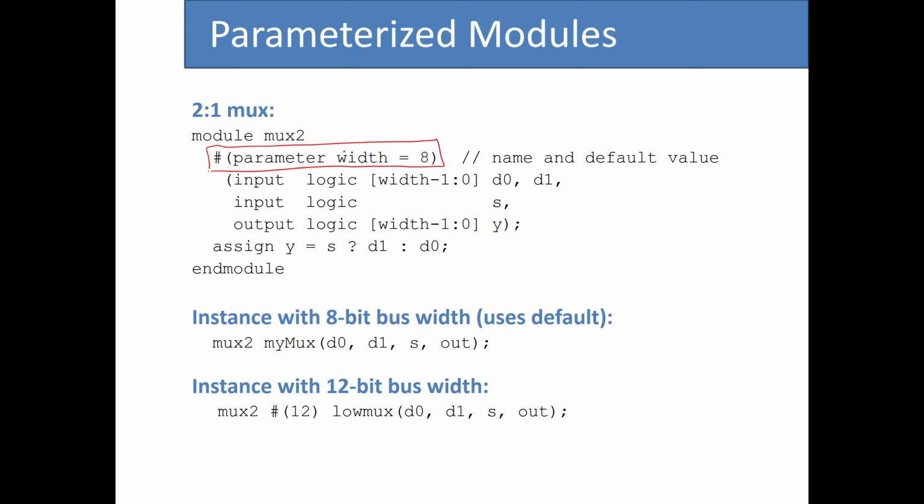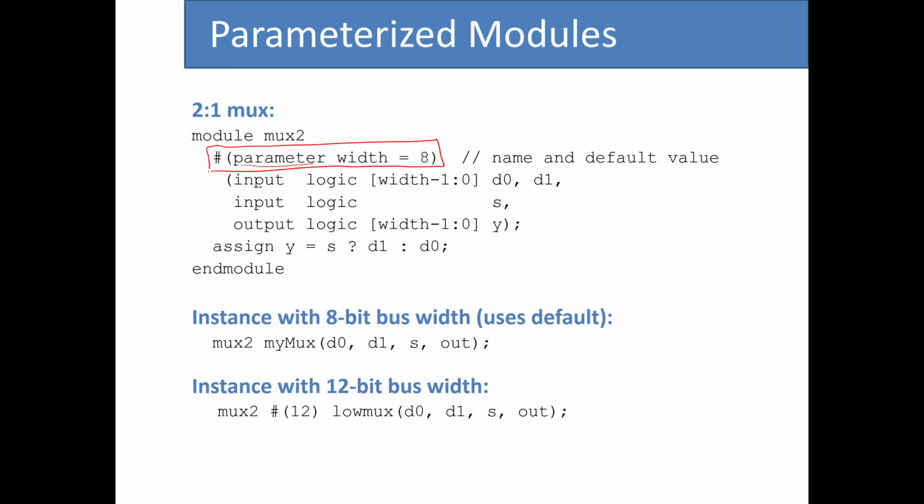Inside the parameter parentheses, you have parameter width equals 8. So this parameter is a keyword, and this width is the name that we are giving this parameter. So we basically define a new parameter with the name width, and we just set it to 8 as the default value. And then we write the rest of the function based on this new parameter.